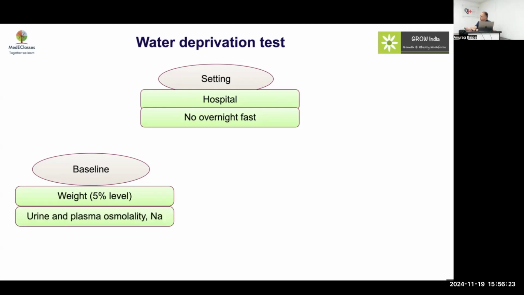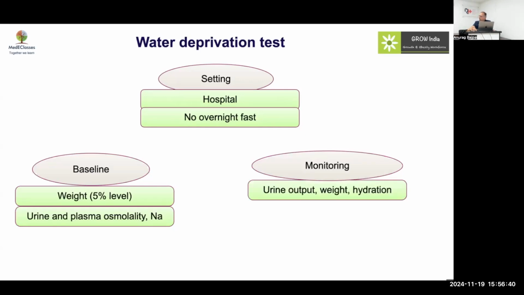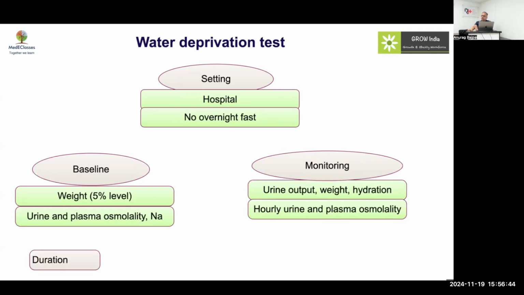Check urinary and plasma osmolality and sodium. Lab coordination is important because often labs will take hours for the report to come. So you have to tell them, I want the result immediately, within half an hour, because otherwise there will be a lag phase and you will be in big trouble. Monitoring should include urine output, weight and hydration. Hourly urine and plasma osmolality should be done.